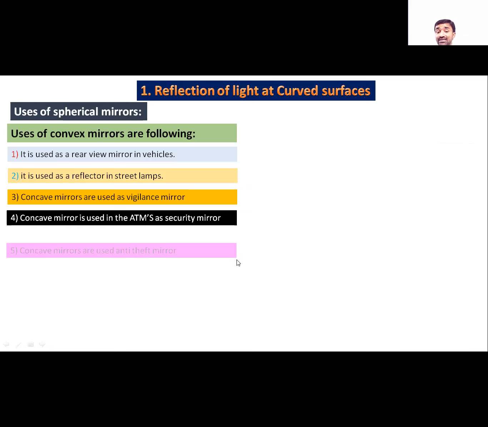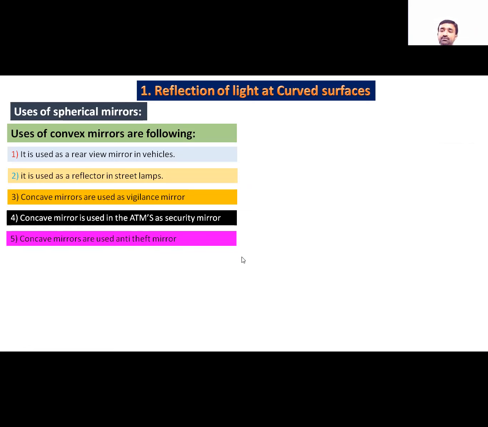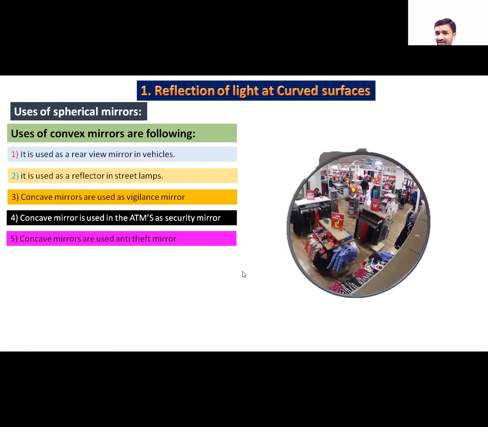Then it is also used as an anti-theft mirror in shops, right? Many people come together into supermarkets and move around, so you are unable to observe a single person always. If you observe only one person, what about the others? They may move randomly. So to observe everyone clearly, they arrange the mirror in front of them, so they can see every movement of every person at a time. This is the use of the convex mirror.